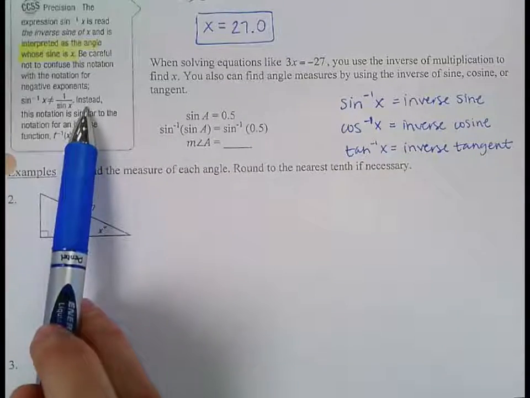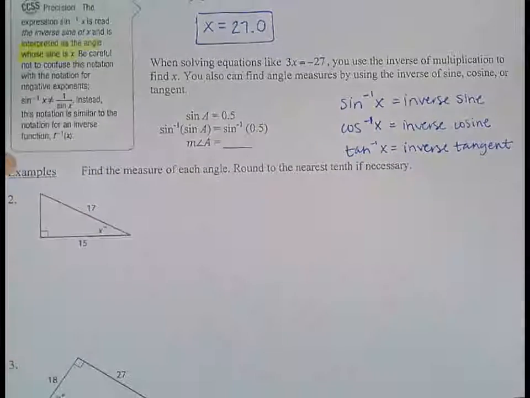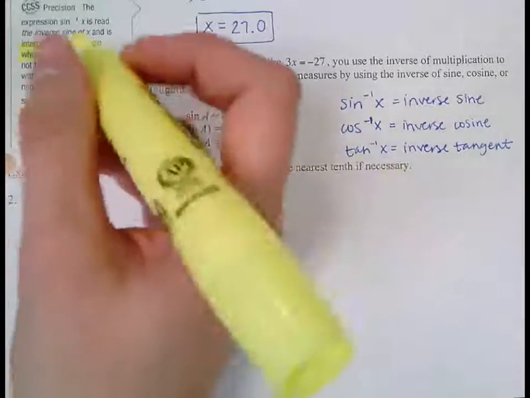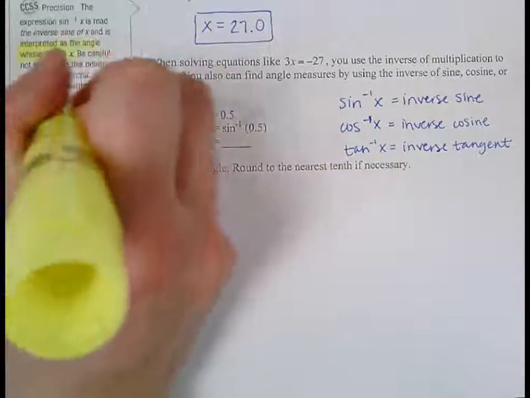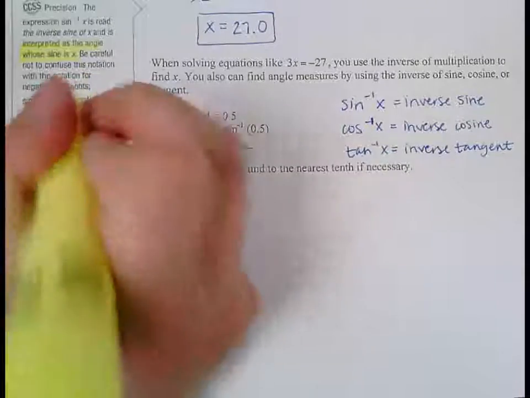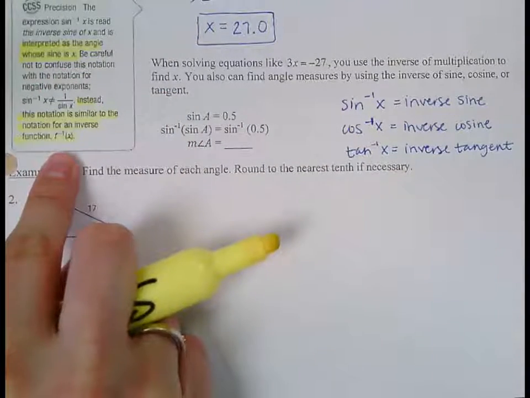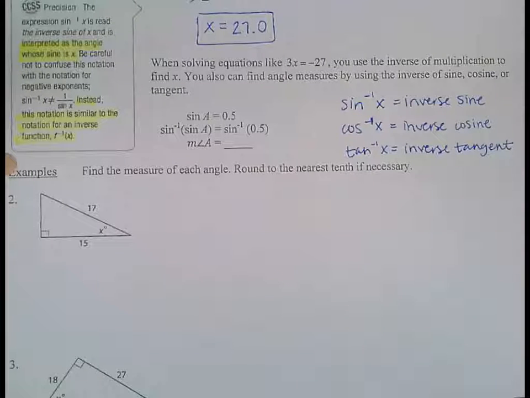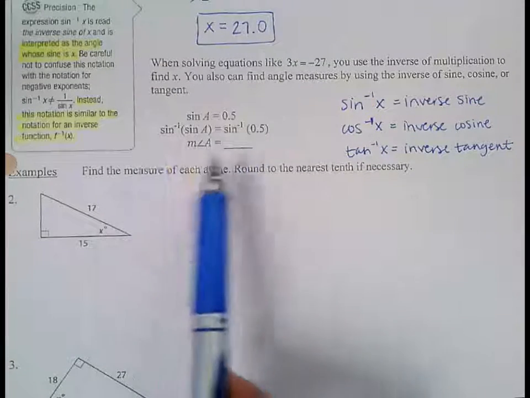So inverse functions and reciprocal functions are not the same. And then it also says there instead that this notation is similar to the notation for an inverse function. So if you remember our inverse function notation where it looked like f to the negative first power of x, but that was read as f inverse of x, or the inverse of f of x, that's what this notation is very similar to.